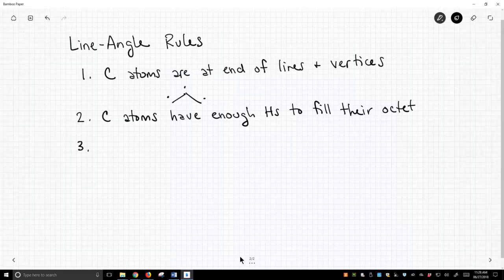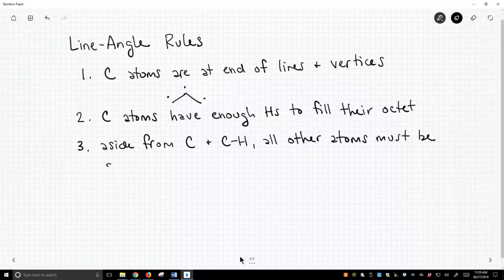Okay, rule number 3. Aside from carbon atoms and hydrogens on carbons, all other atoms must be shown. Okay, that's important. We're going to have a lot of different atoms in our structures. Our organic molecules are not going to just be made of carbon atoms. They're going to have oxygens, nitrogens, hydrogens dangling off other atoms. The only hydrogens that are understood are the ones off carbon. If you have a hydrogen on an oxygen, you must explicitly show that hydrogen.